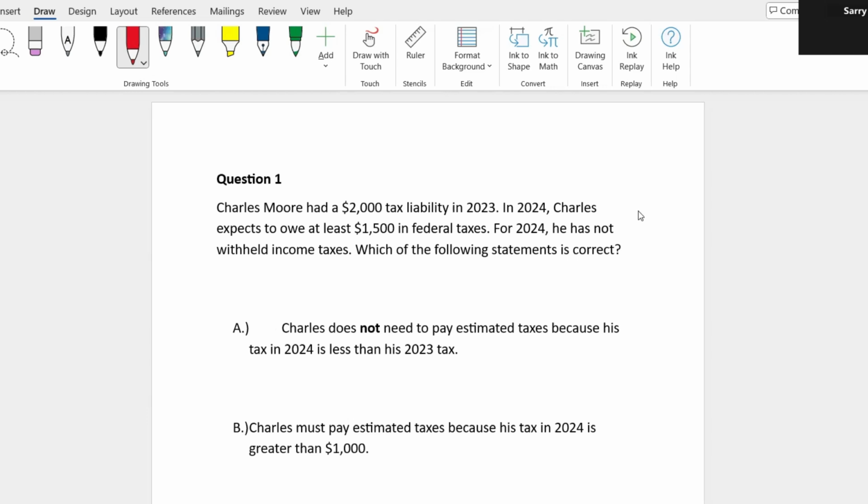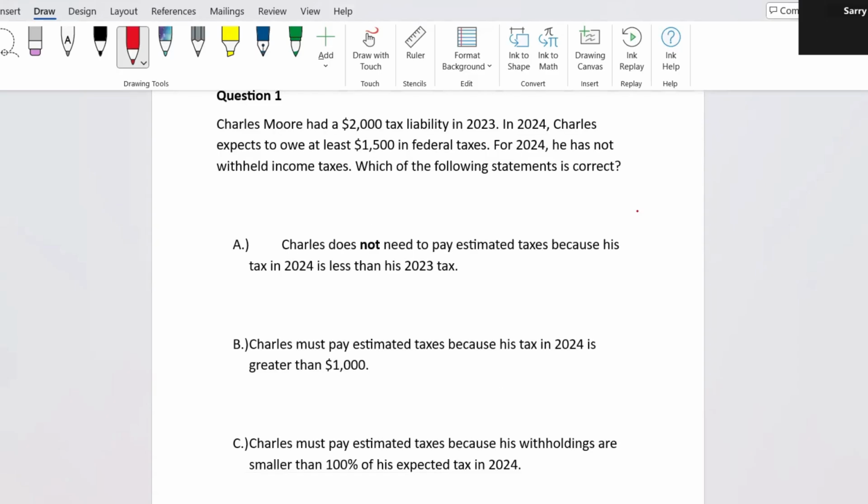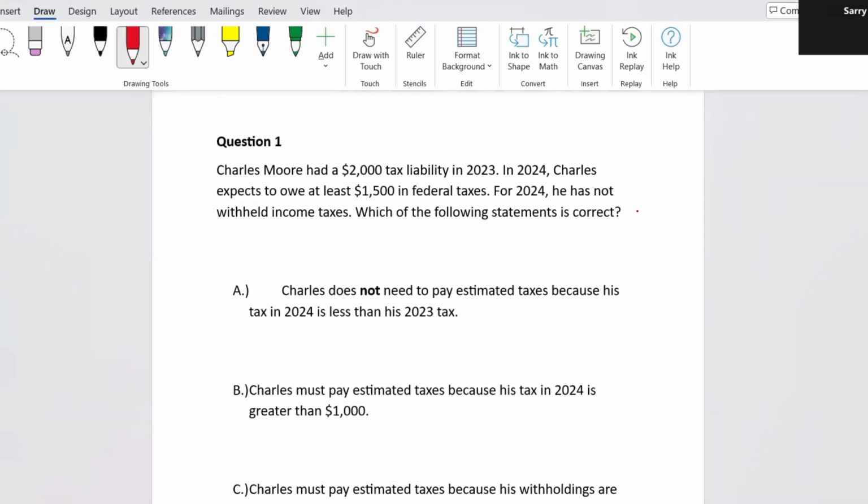This is question number one. Charles Moore had a $2,000 tax liability in 2023. In 2024, Charles expects to owe at least $1,500 in federal taxes. For 2024, he has not withheld income taxes. Which of the following statements is correct? Let's go through these carefully. This is a question about estimated taxes, and it's going to be pretty common on the Enrolled Agent exam.